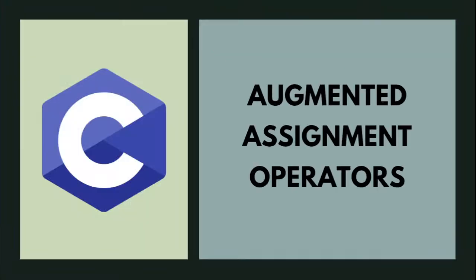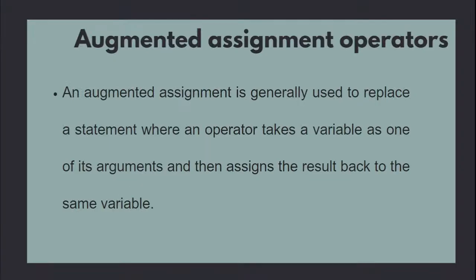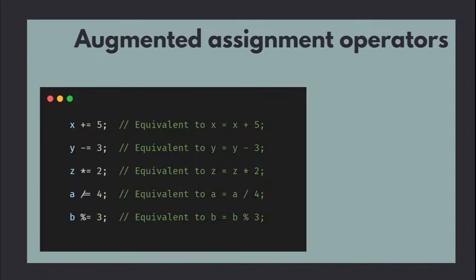So yeah, moving into the next one, which is called augmented assignment operators. So what is this augmented assignment operator? This is going to be similar to the increment and decrement. An augmented assignment operator is also generally called an assignment operator, where they replace a statement where an operator takes a variable as one of its arguments and then assigns the result back to the same variable. It may be difficult for you to understand with this definition, but I'll tell you with this example.